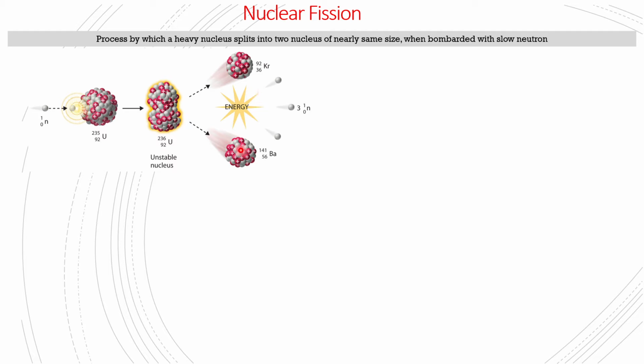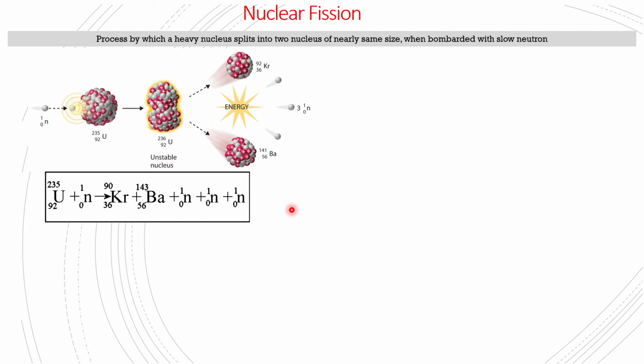These two nuclei that have been created, one is of krypton and another is barium. If you have to sum up the mass on the left and the mass on the right side, you should be able to do that. And in fact, there will be some loss of mass, which you will see as energy being produced. Mass and energy are interchangeable.